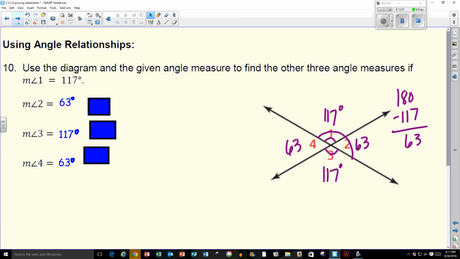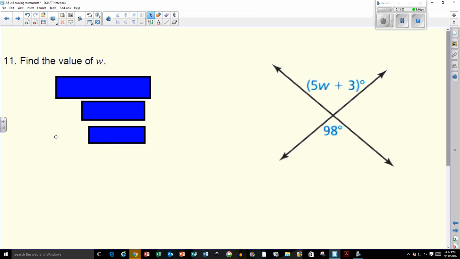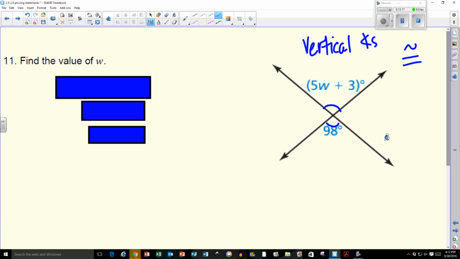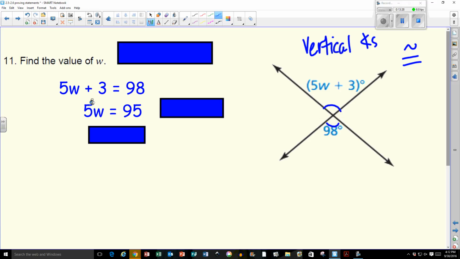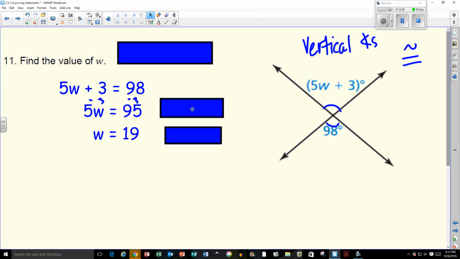All right, next. Find the value of W. Well, again, the information that's given are vertical angles. So because we have vertical angles and vertical angles are congruent, then that means these two are congruent to each other. So 5W plus 3 is 98. If I subtract 3 from both sides, 5W is 95. Then if I divide both sides by 5, I get that W is 19.